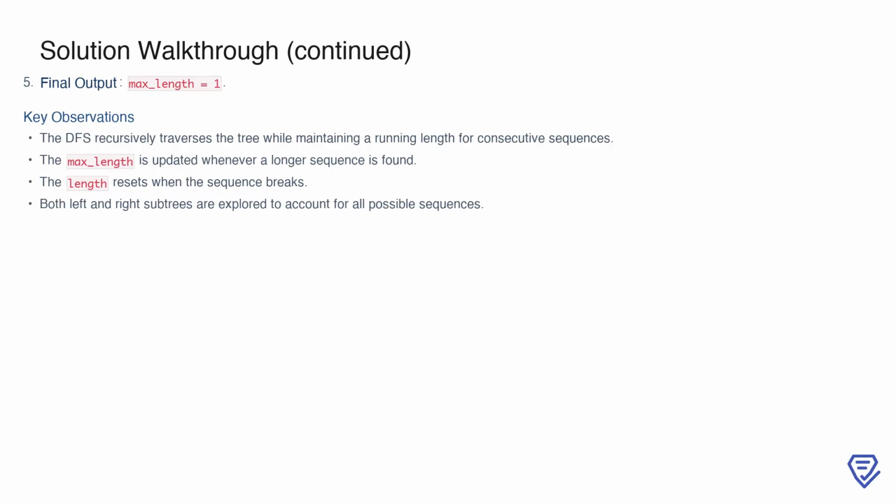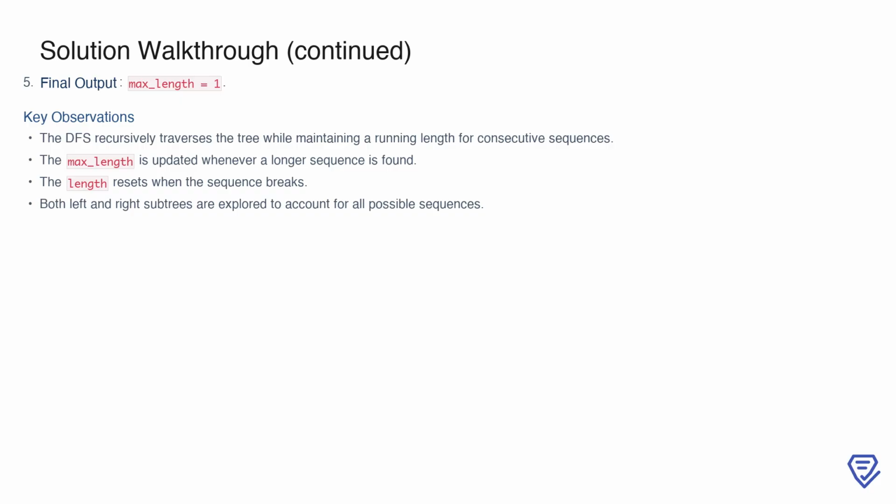We update max_length to 1. Moving to node 5 on the left, the condition fails again, so length resets to 1, and with no children, we return to the root. Exploring node 15 on the right, the condition also fails, resetting length to 1. Node 15 has no children, so the traversal ends. Here, the longest sequence is just a single node, resulting in max_length equals 1.